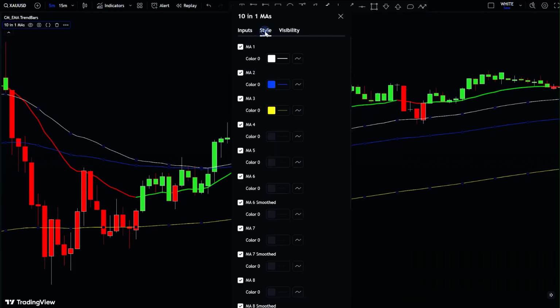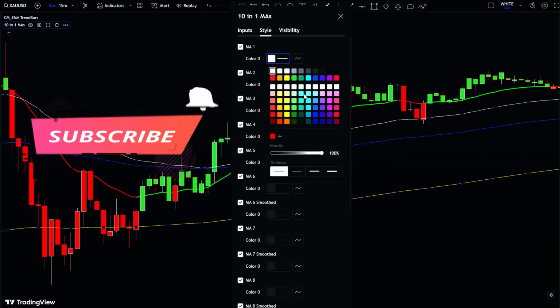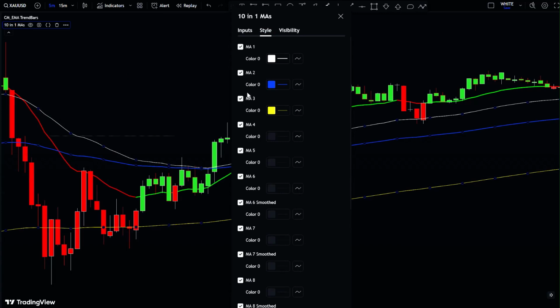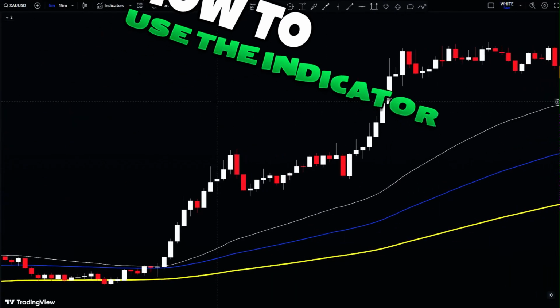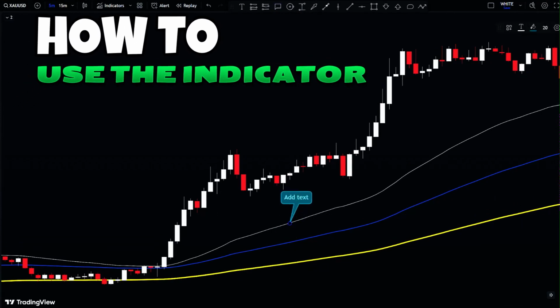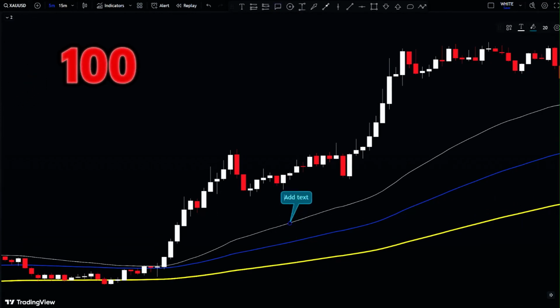And if you want to customize the line's thickness and style, head over to the Style tab and tweak it to your liking. Once you're happy with your setup, you're all set to go. Alright, let's dive into using the 10 and 1 different moving averages indicator to spot trends. We've got 3 moving averages, 50, 100, and 200.